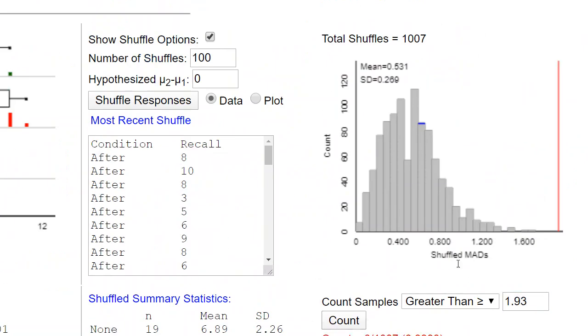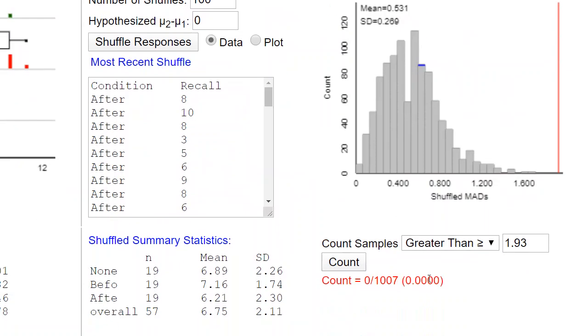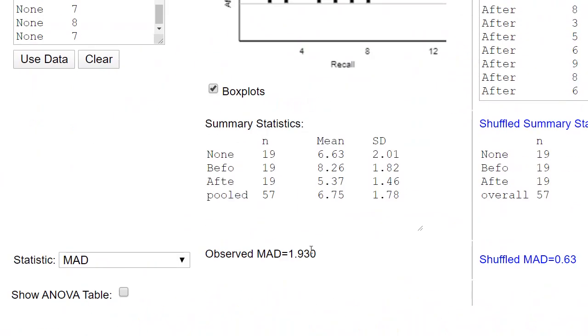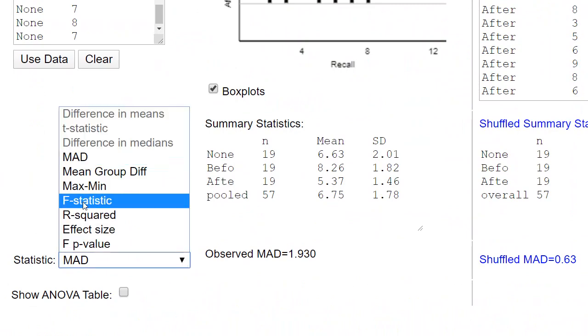1.93, count it up. Okay, the p-value is 0, so we've got strong evidence that at least one of the 3 long-run means is different from the other 2. Okay? But this is really not what a professional statistician would do. They would not use the MAD statistic. They would use the F statistic.